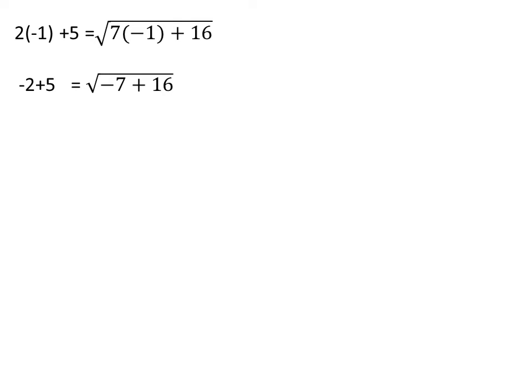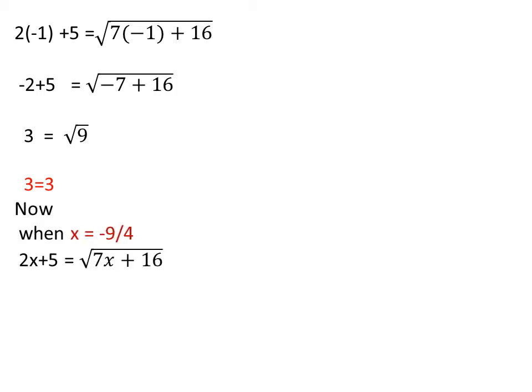When we solve minus 2 plus 5, it will give us 3, and when we solve the radical expression, it will give us under root 9, and we know that under root 9 is also equal to 3. In this way we will get 3 equal to 3. So we can say here x equal to minus 1 is the root of the given equation because it will give us true result.